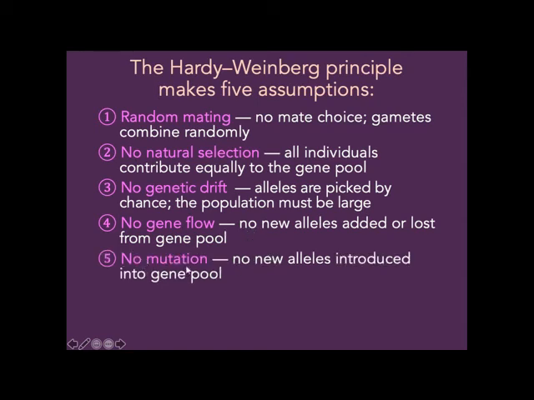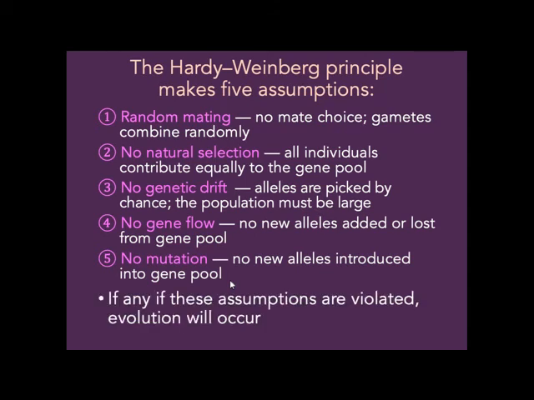And then fifth, there's no mutation. And so this is the idea that you're not getting new alleles introduced into the gene pool because of mutation. So for example, if little a's were very likely to mutate into big A's for some molecular biology reason, you might end up with more big A's over time. All right, so if you violate any of these assumptions, evolution will occur. It's inevitable, okay?